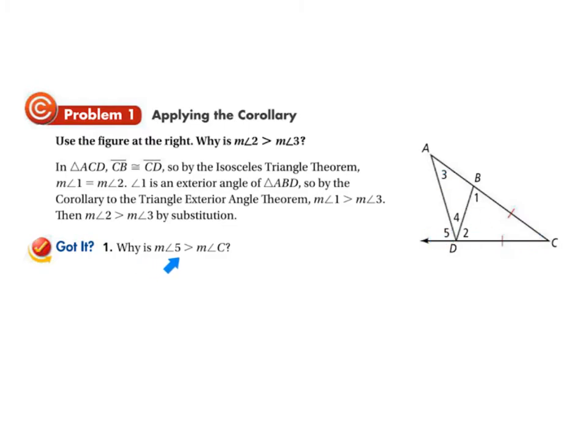So why is the measure of angle 5 greater than the measure of angle C? Because the corollary to the triangle exterior angle theorem states that an exterior angle will always be greater than either one of the remote interior angles individually. And this angle C is a remote interior angle for triangle ADC. There you go.